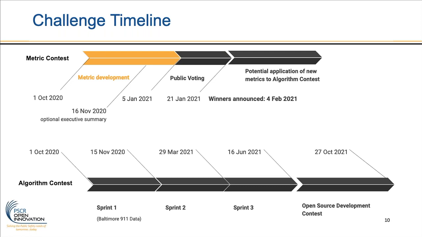The public will have a chance to read through your executive summaries, read through your whole write-up, and decide which metrics look good to them. We're also going to have subject matter expert judging internally, and then winners will be announced in early February. And we will take some of those and, like I said, use them as we're developing the metrics for evaluating the third sprint, the final sprint of the algorithms contest. All right, next slide.